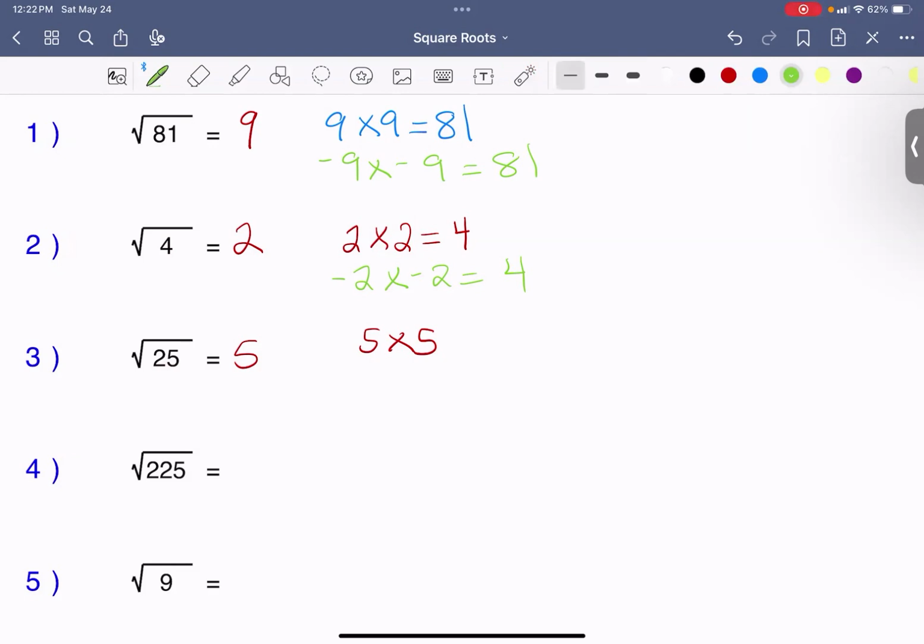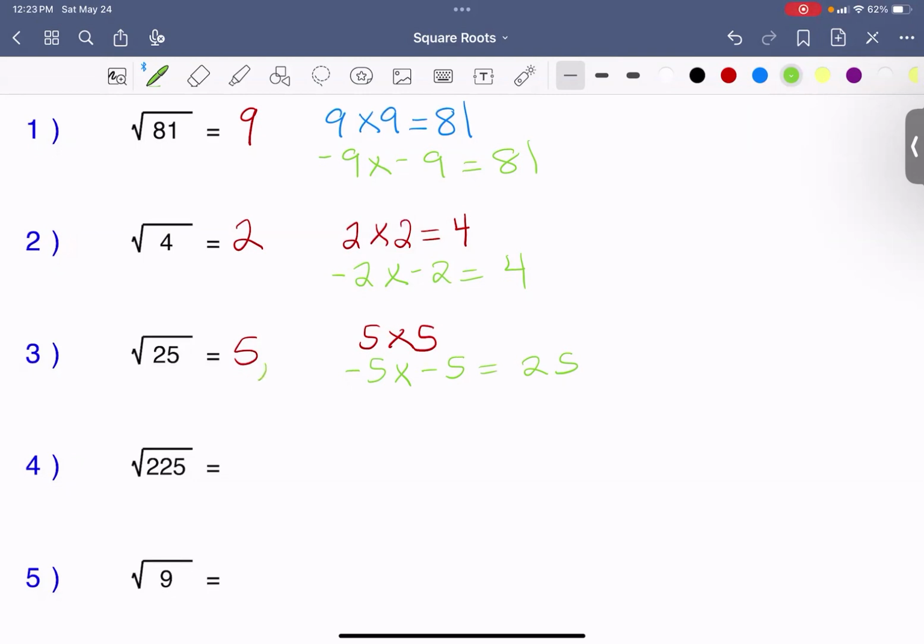The square root of 25 is also negative. Negative 5 times negative 5 is equal to 25. So every square root of a positive number also has a negative root. So it's 5 and negative 5, 2 and negative 2, 9 and negative 9. So you want to remember that.